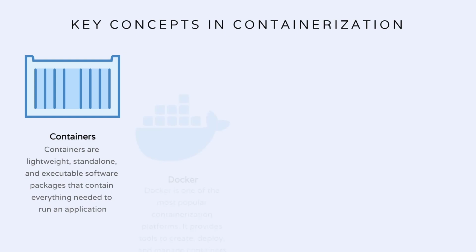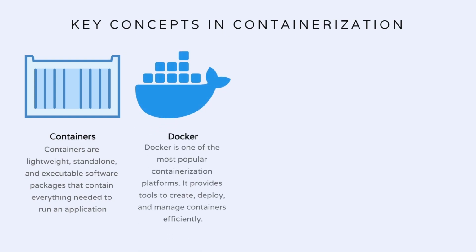The second one is Docker. Docker is one of the most popular containerization platforms. It provides tools to create, deploy, and manage containers efficiently. Docker uses images, which are read-only templates that define the application and its environment. Containers are instances of these images that can be run, stopped, and deleted as needed.